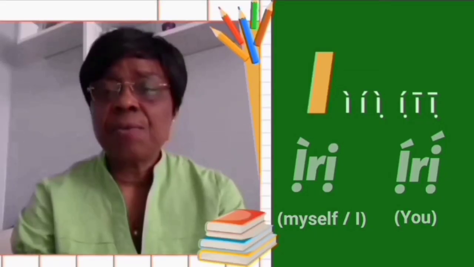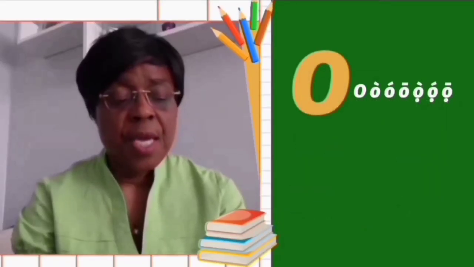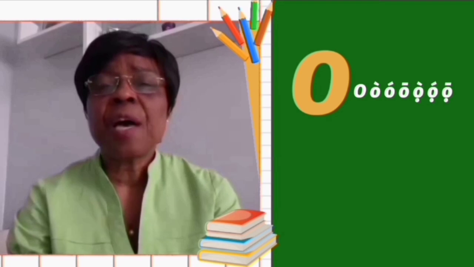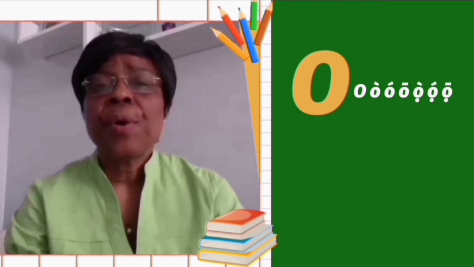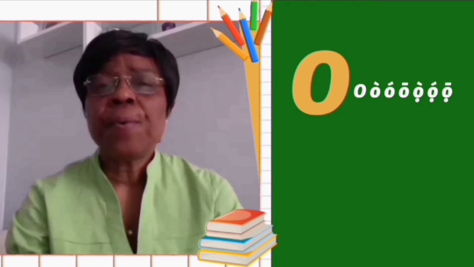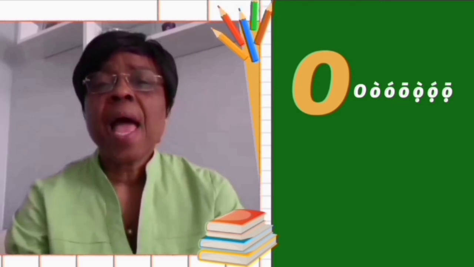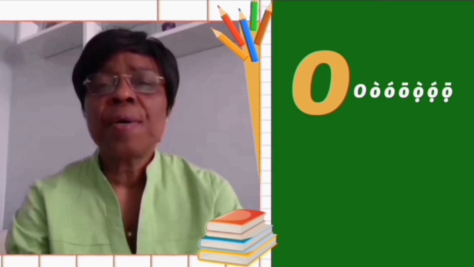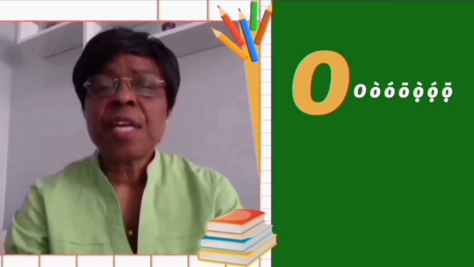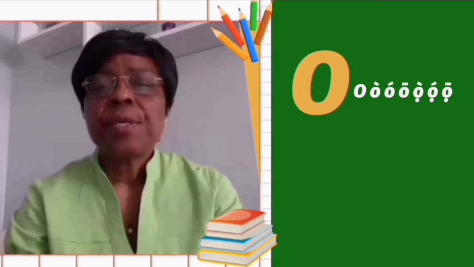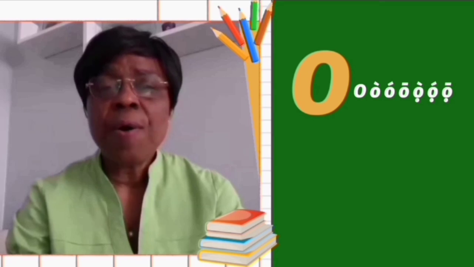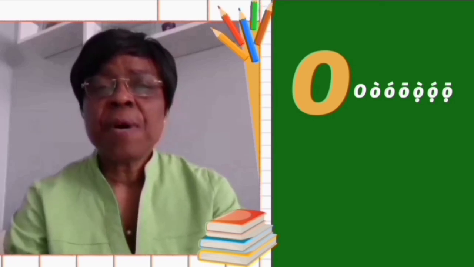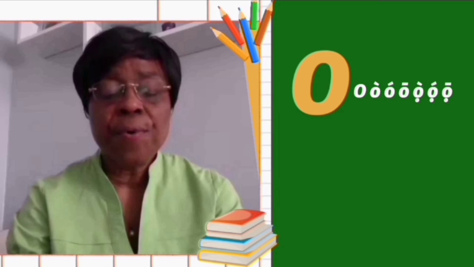The next vowel sound, O. In Kirikeni Okwein, we have two sounds for the letter O. We have O for O, and we also have O. And when it's O, there's a dot under the O. So we have O and O. Let's look for an example of O.